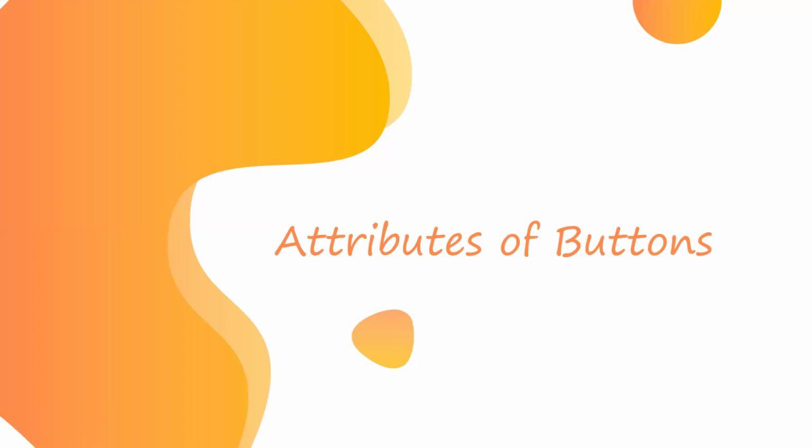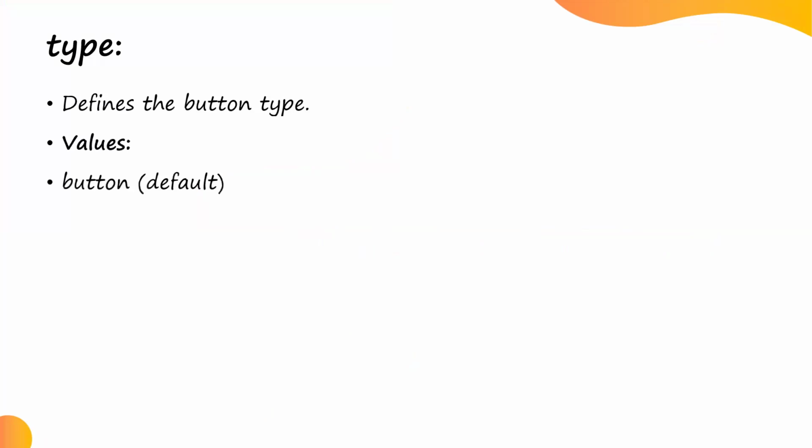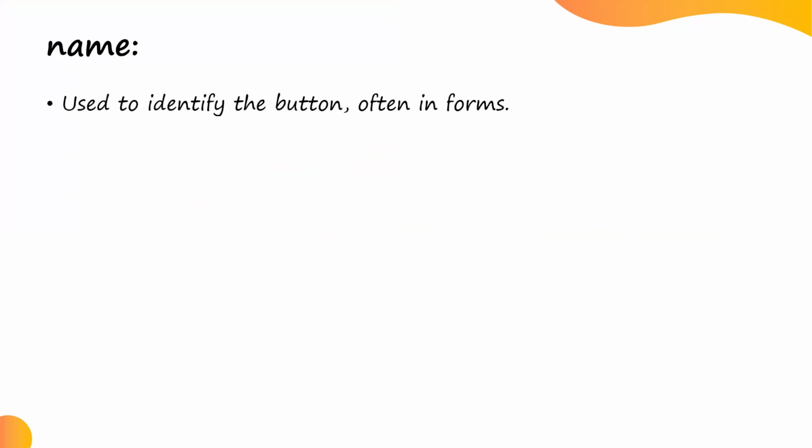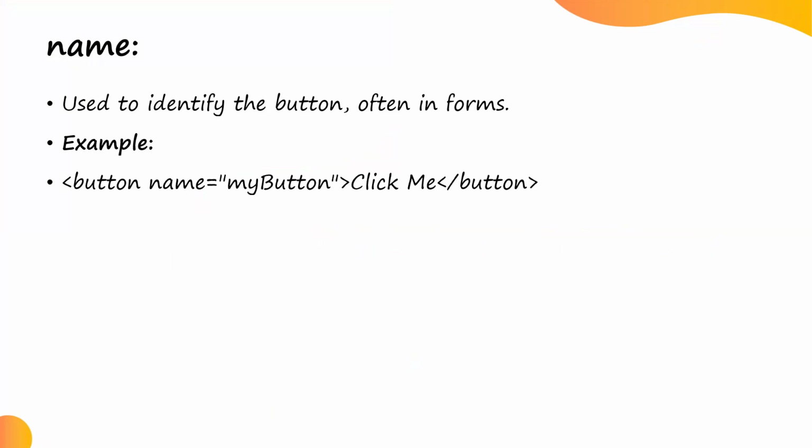So what are the attributes of buttons? The first attribute is the type that we have already seen. All right, and the value is button by default. Now this defines the button type. We also have submit, which we have already seen. We have reset. Also we have name as an attribute used to identify the button. Every element has this name attribute, so the button is also inclusive.